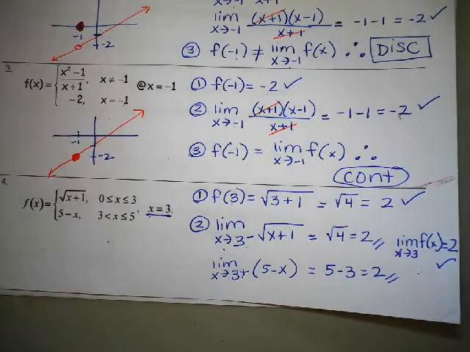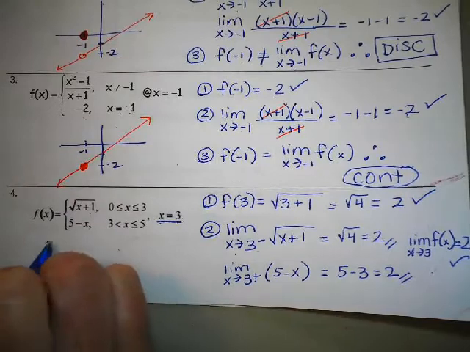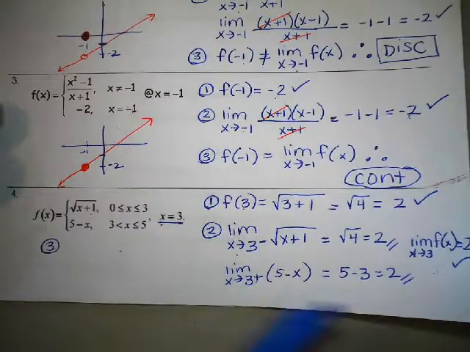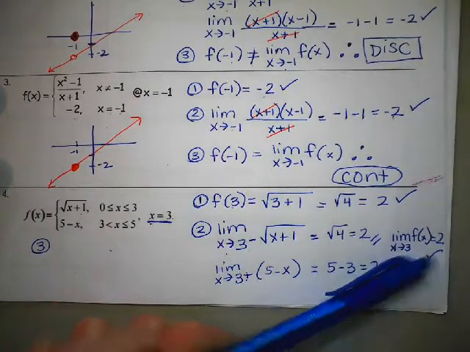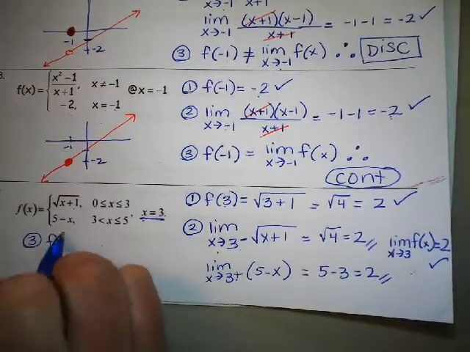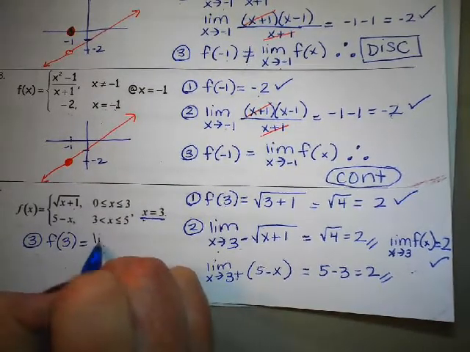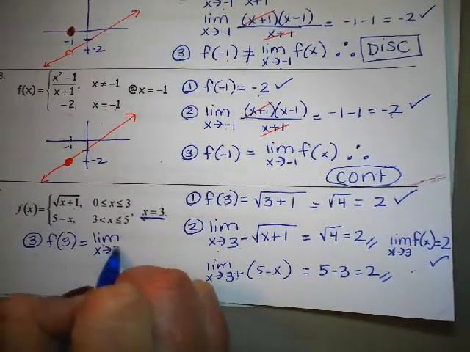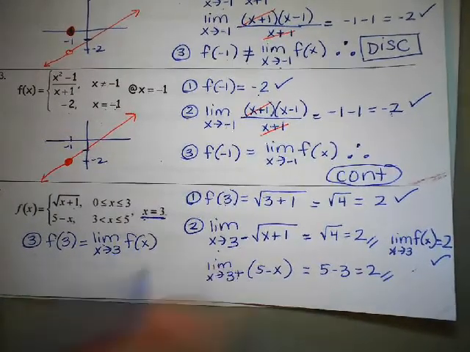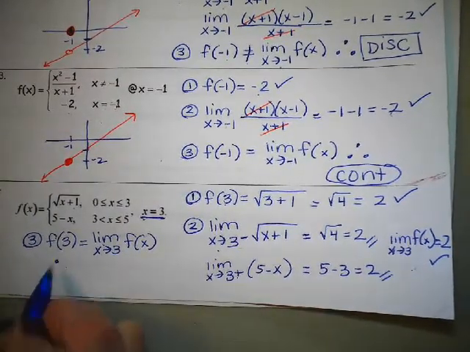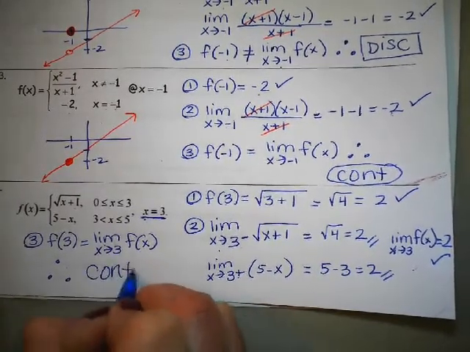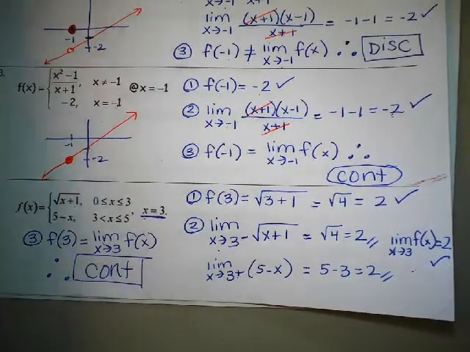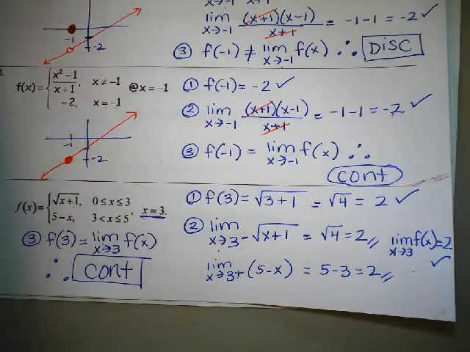So what do we think? Is this function continuous or discontinuous? I'll put my step 3 over here. It's going to be continuous. The answer from step 1 is equal to the answer from step 2. So I will write this as f of 3 equals the limit as x approaches 3 of f of x. They're equal. Therefore, which are these 3 dots into a triangle, continuous. Okay, so you must show all 3 steps, especially if you're going to say it's continuous.